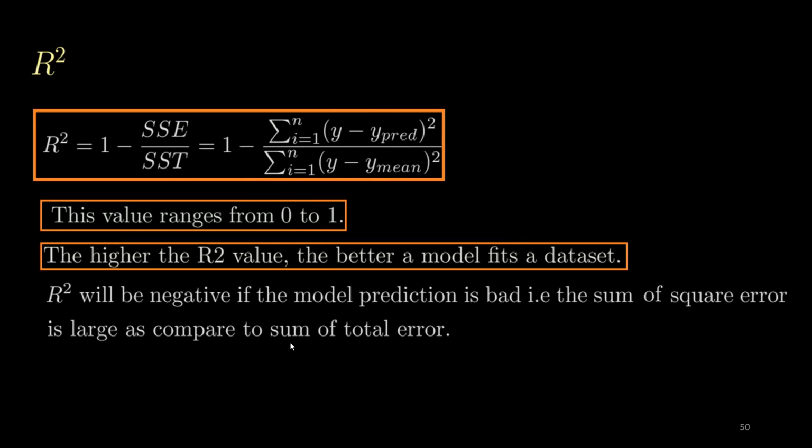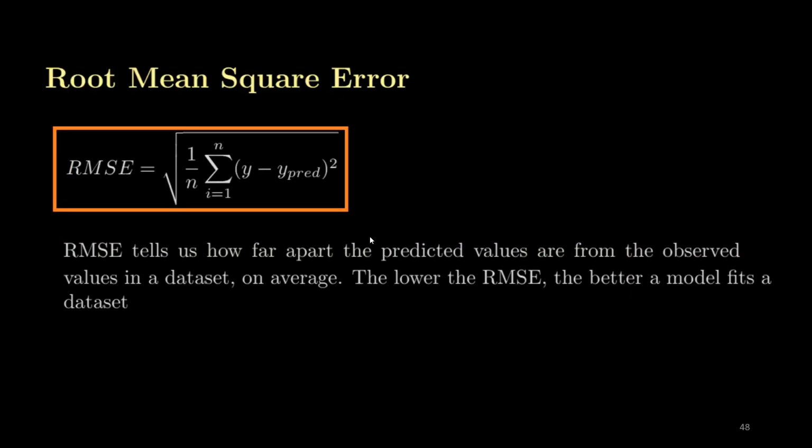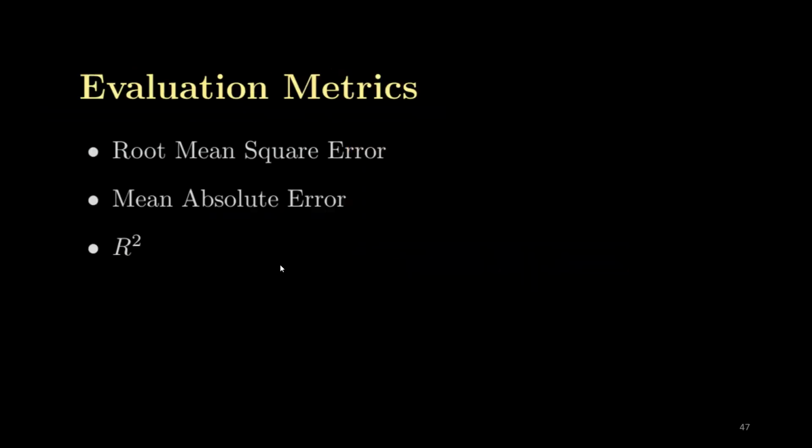So we see that R square is not an error. For any data set, whatever the range of y, the value of R square should be between 0 and 1. So 1 is the ideal value. So we need a value of R square close to 1 if we want to fit a good model on our data set. So in this lecture, we learned about 3 important metrics to evaluate the performance of regression. These are RMSE, root mean square error, mean absolute error, and R square value.